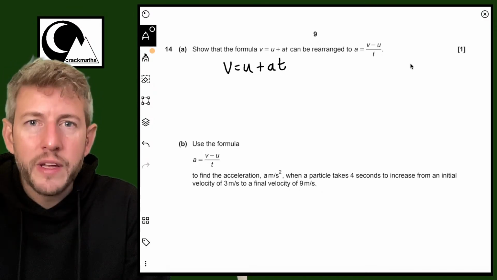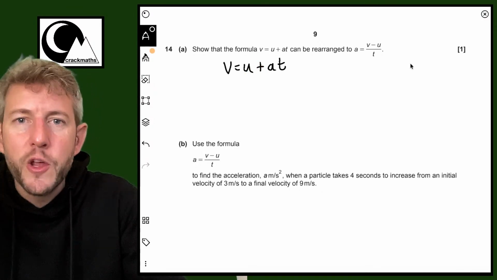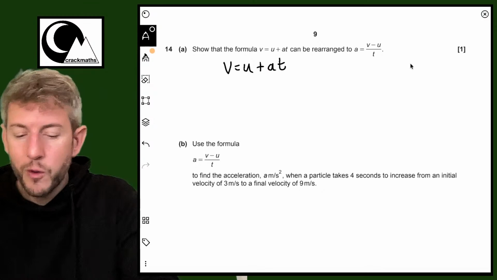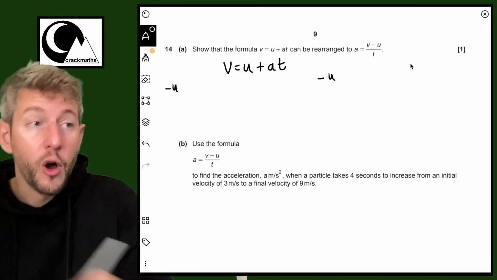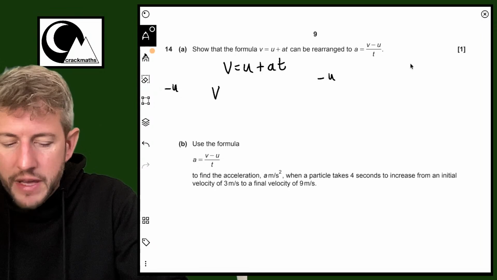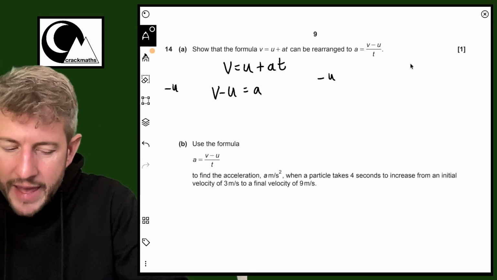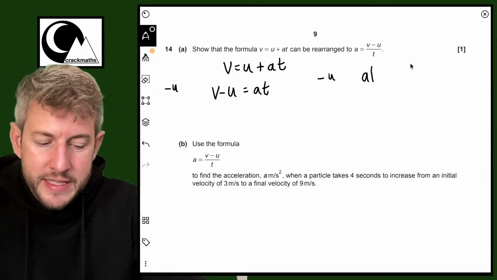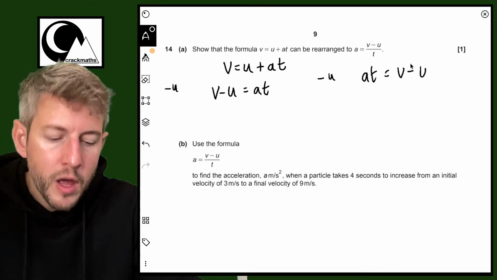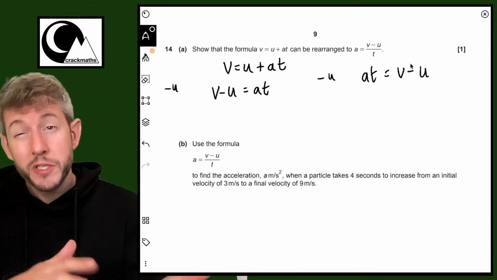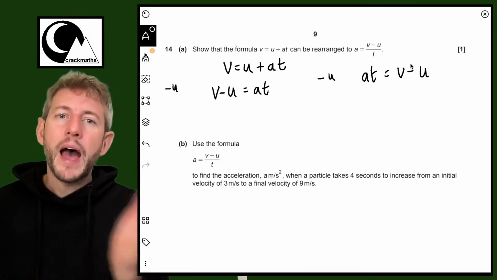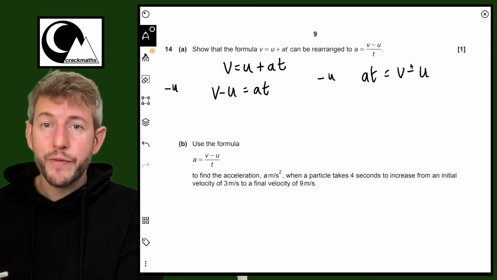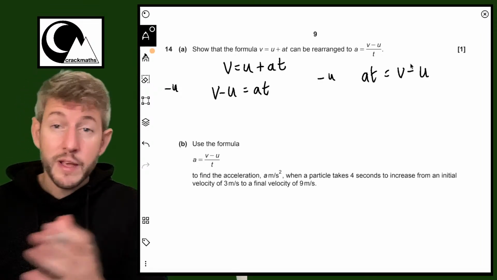Right, well the first thing that we can do is we can get rid of this U because that's not very closely attached to the A. So all we need to do is take away the U from both sides of this equation. So we're going to end up with V take away U equals AT. Okay, now I'm going to rewrite that over here as AT equals V minus U. I'm allowed to do that because the equal sign just means that these things are the same. Okay, so AT has the same value as V minus U. So I can write AT equals V minus U, or I can write V minus U equals AT.